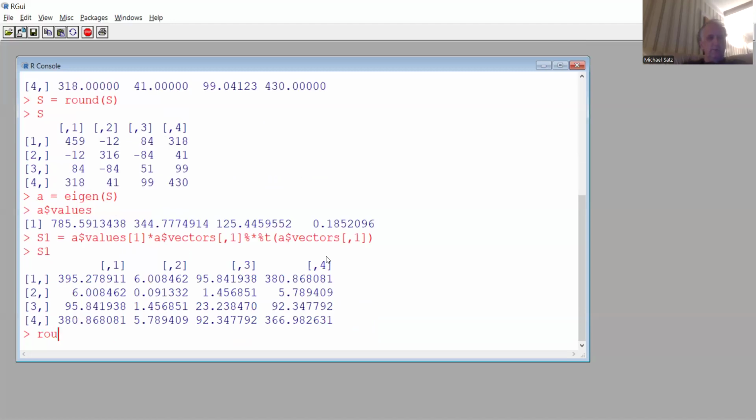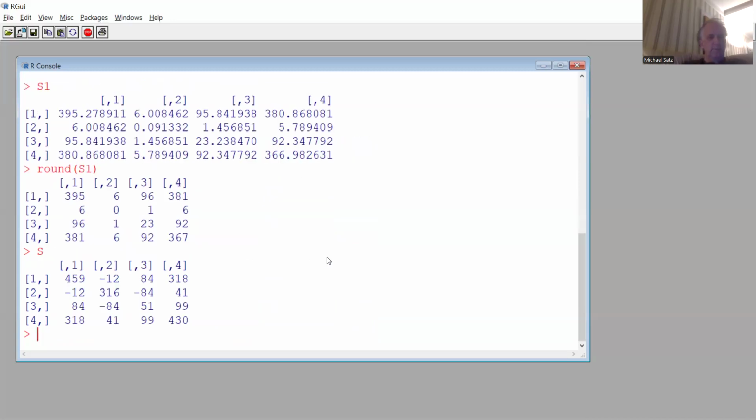Let's look at round S1 and look at S. So I started with S and I'm here now, and it looks not bad. You can see this one's exactly right, this one's exactly right, and the shape is roughly correct. But it's still quite a bit off. We kind of expected that. Let's add the next one.